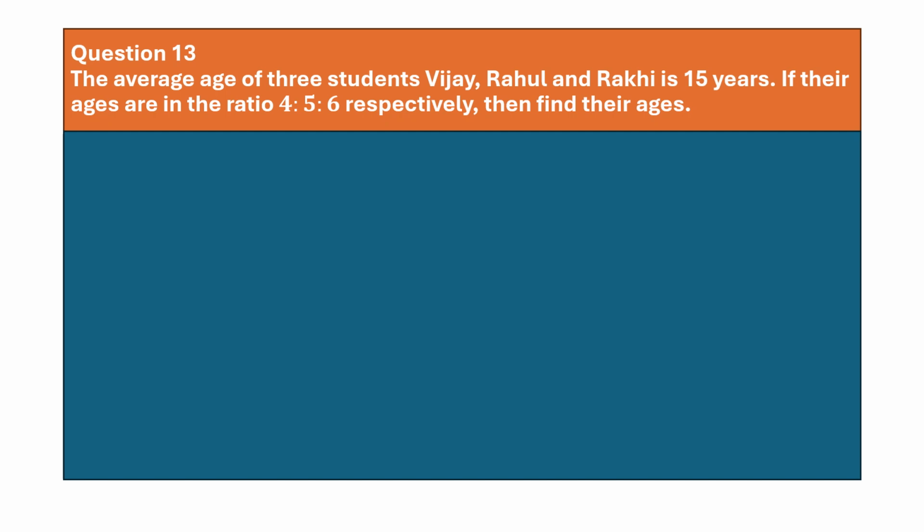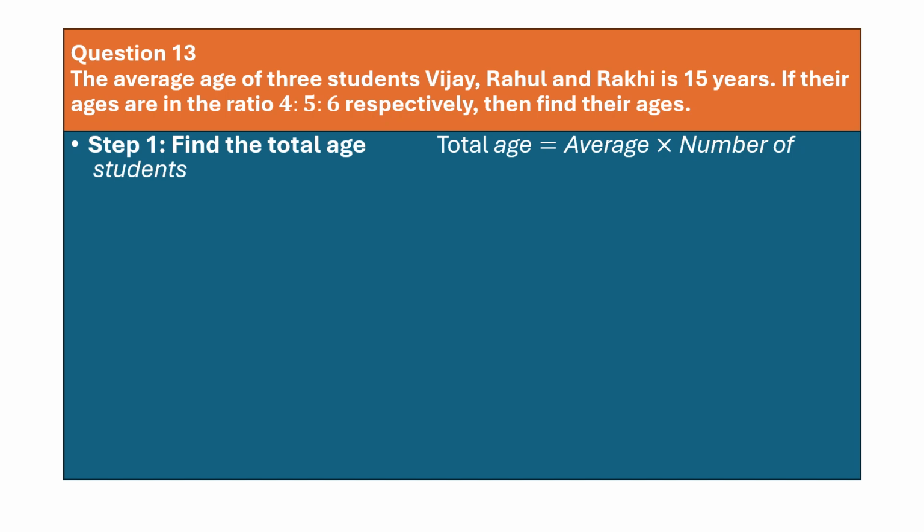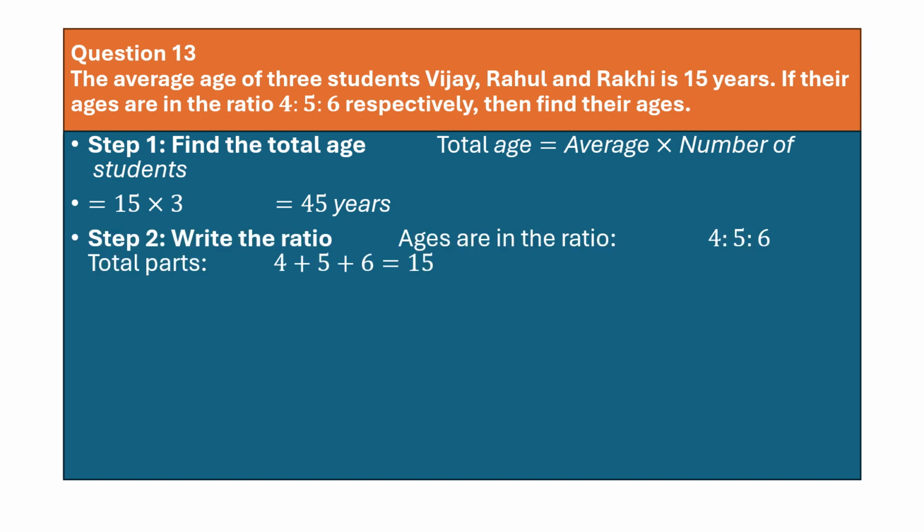The average age of three students, Vijay, Rahul and Rakhi, is 15 years. If their ages are in the ratio 4:5:6 respectively, find their ages. Now find the total age. That is the first step. So the total age will be what? Average into number of students. What is the average here? 15, and the total number of students is 3. So you get 15 into 3, that is 45 years.